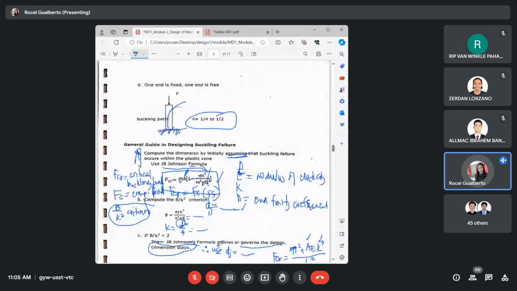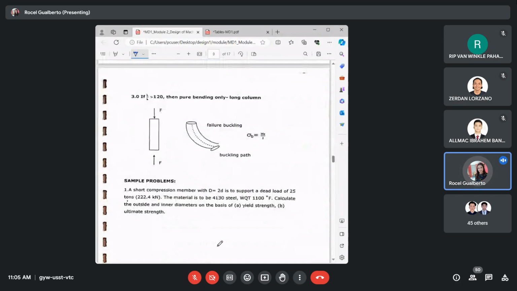And then this is the last one. Okay? O, ito naman po yung huli. Yan. So, this time po, this is case 3. Okay? So, when you say case 3, we call this naman as a long column.